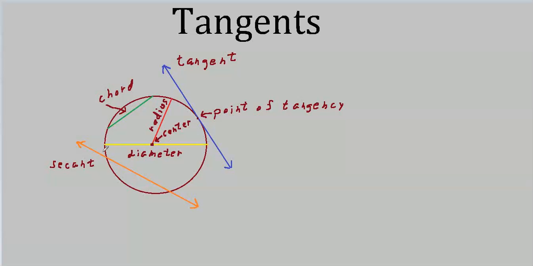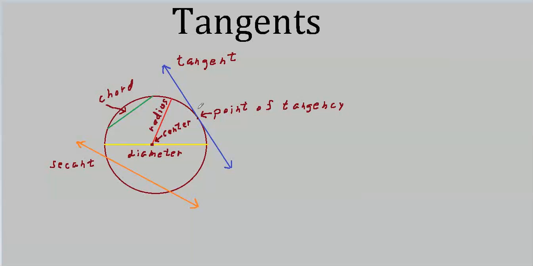This chord here is related to a secant in the sense that they're very similar. If you were just to extend this chord so that it wasn't a segment anymore and it was a line, well, then you'd have a secant. If it goes right through the circle, intersecting at 2 points, that's a secant. If it stops at the circumference, that's a chord.